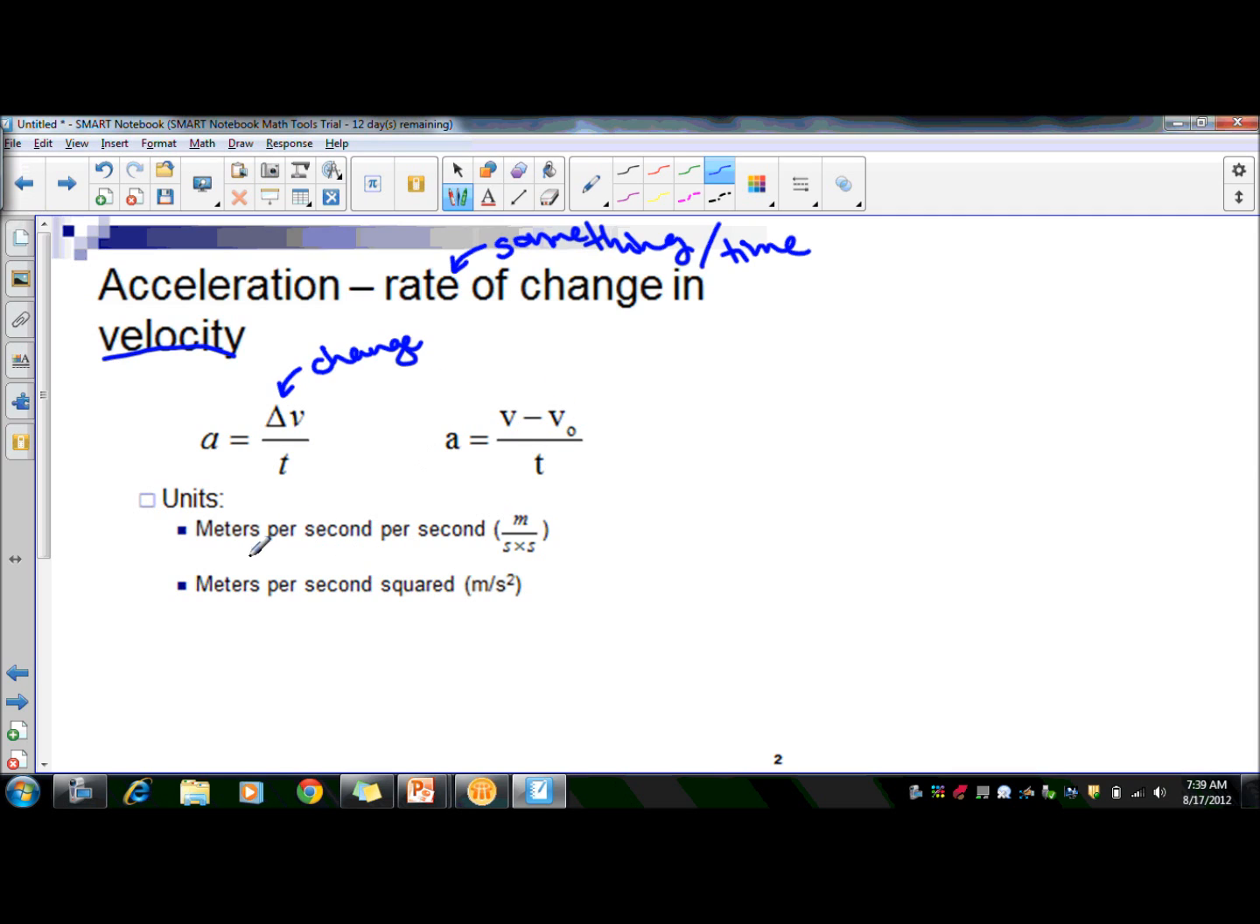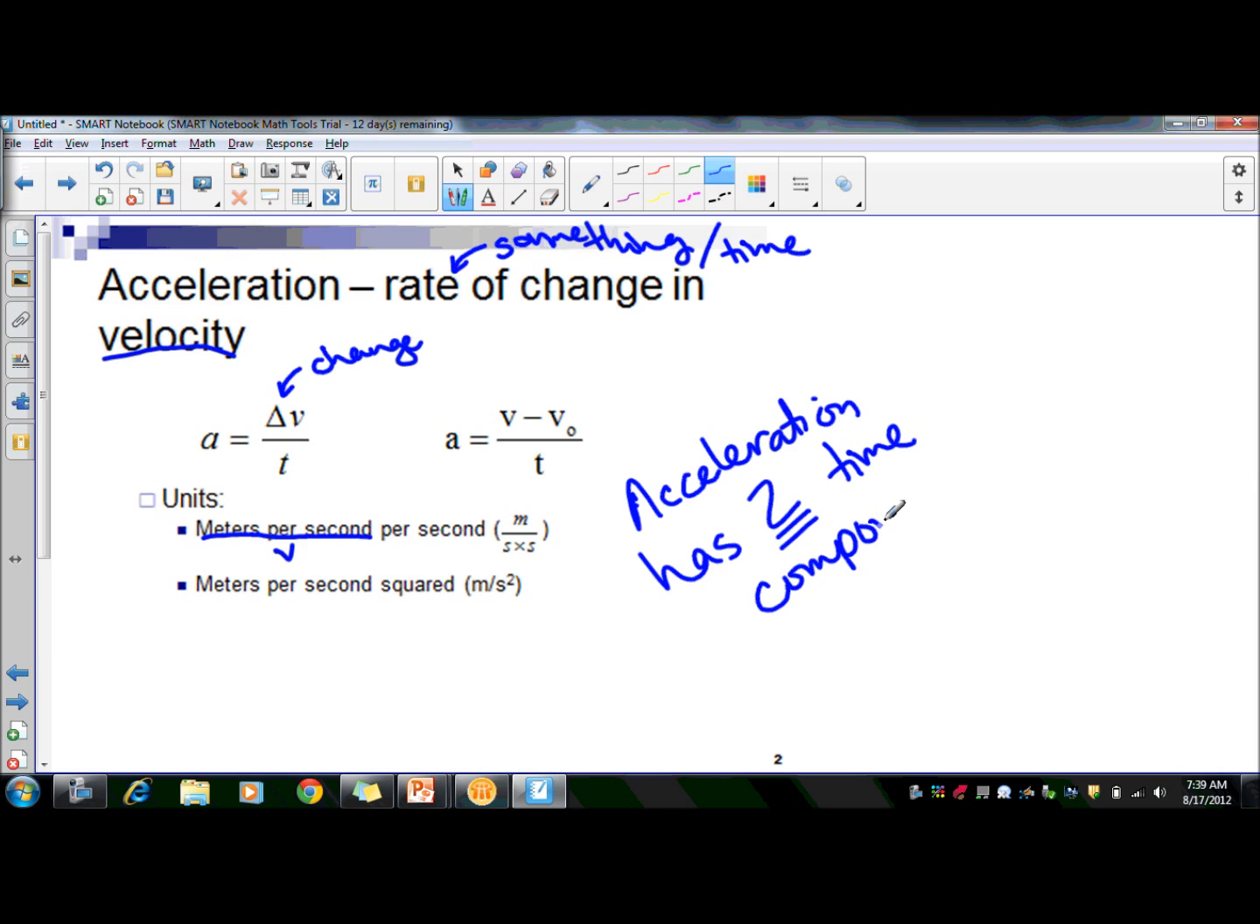Now your units are a little bit different because you have meters per second, which is your v. So meters per second is v per second, which is your divided by time. So acceleration has two time components. So either 2 seconds, hours and seconds, year and seconds, but there has to be two time components. Another way you can write this would be meters per second squared, because seconds times seconds is not 2s, it's s squared. So meters per second squared.